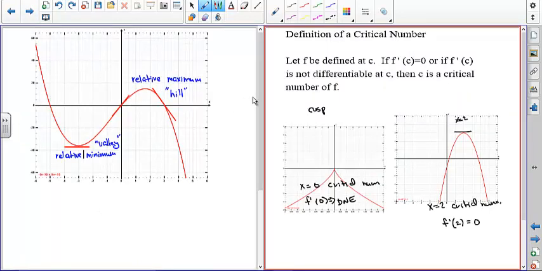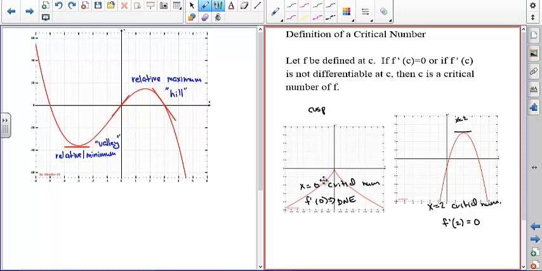There are certain x values associated with functions that we give a special name, and they're called critical numbers. Critical numbers are x values, not x coordinates. Here's the definition: let f be defined at c, so c is some value of x. If f prime of c is 0, or if f is not differentiable at c, then c is a critical number of f, the function.